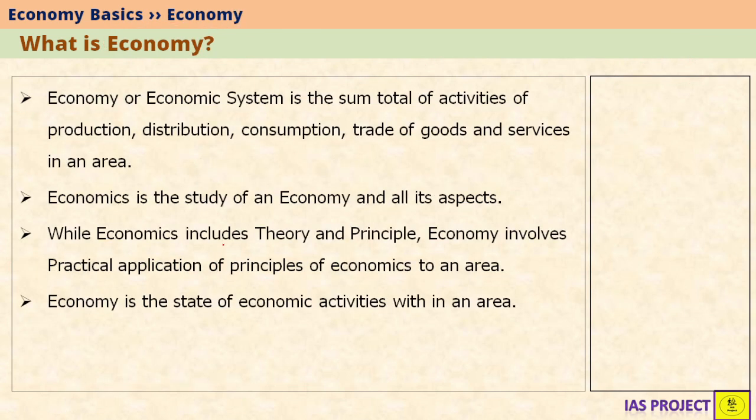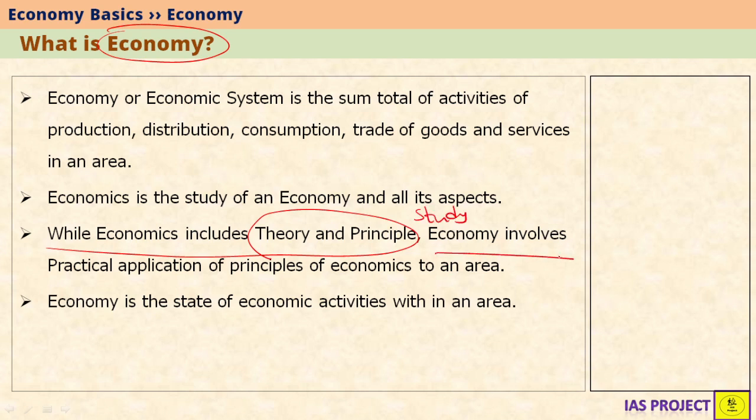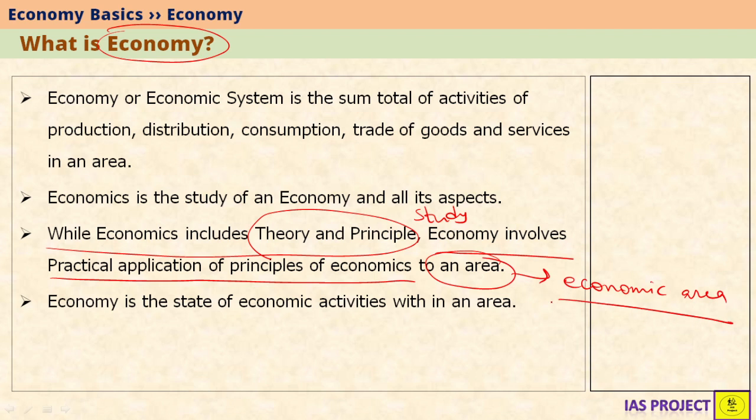Let's move on. So we have seen what economics is. Let's see now what economy is. There is a small difference between economics and economy. While economics includes theory and principle, that is, it is related to study, economy, however, involves the practical application of principles of economics to an area. Area here needs to be understood as economic area. An economic area simply is a place where production takes place. Production can be of goods and services. An economic area also includes distribution and consumption.